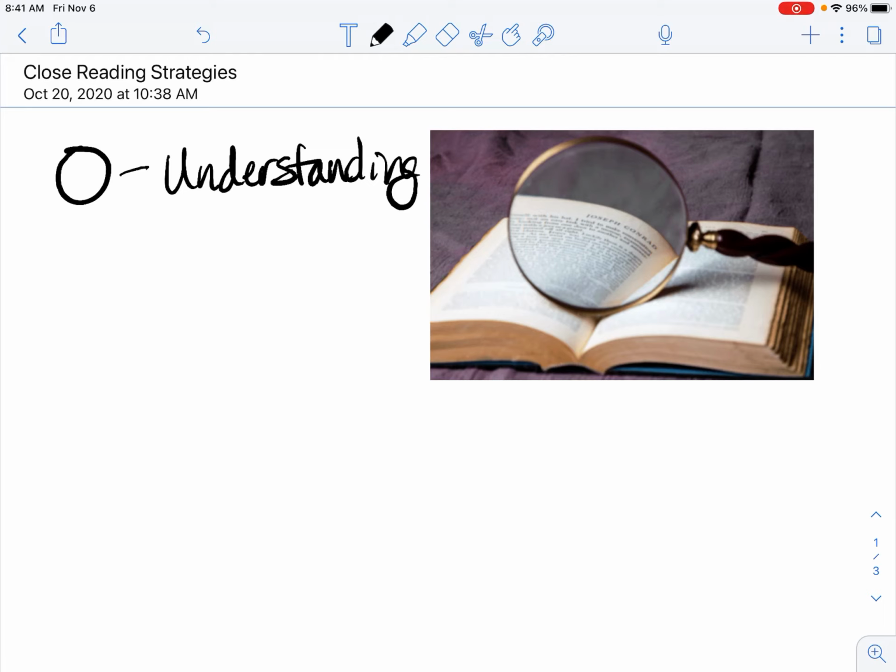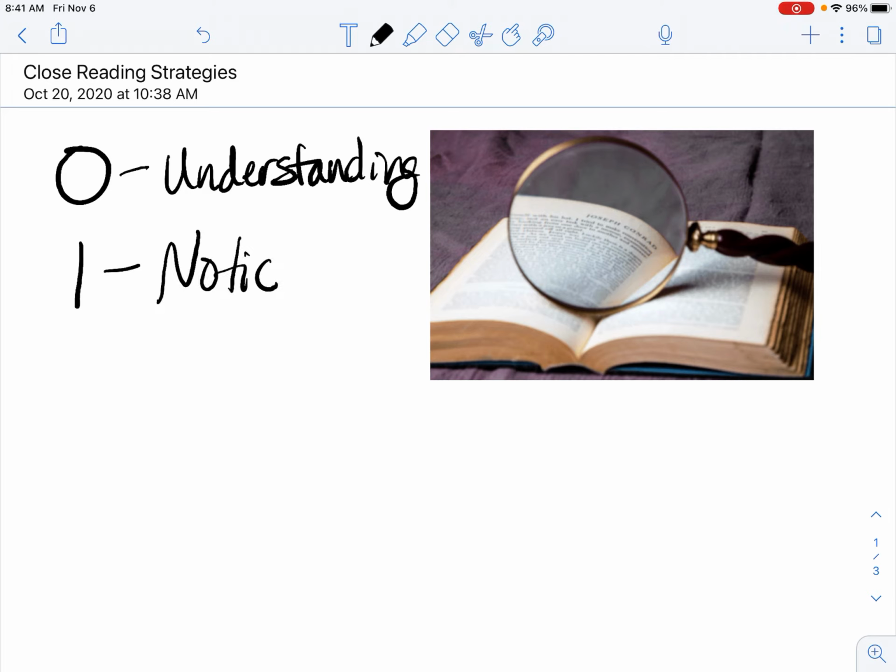So after I read a piece of text, even if I've already read it before and I'm focusing on a smaller portion, I want to do that step 0, which is to write that summary or paraphrase of what's going on. Okay? Step 1, after I have that basic understanding, is when I go back and reread.